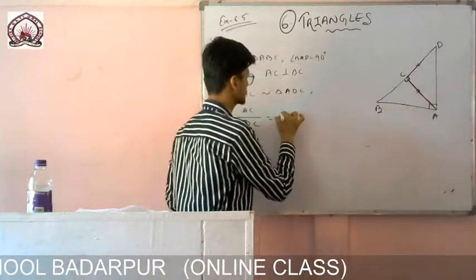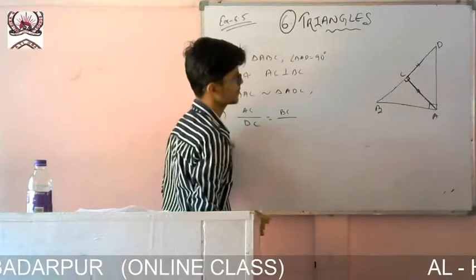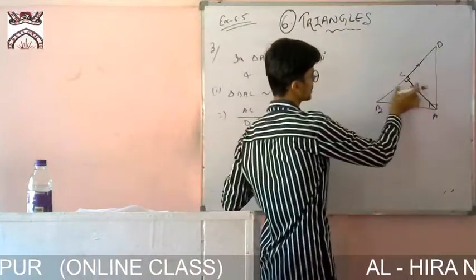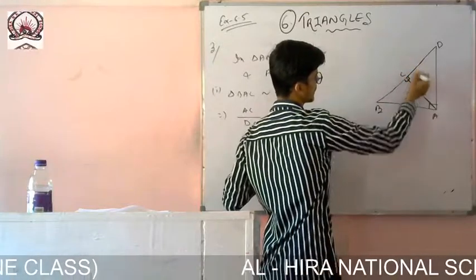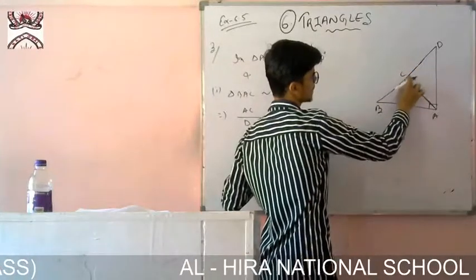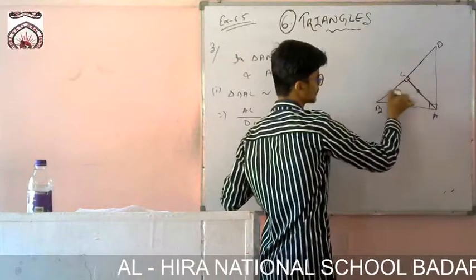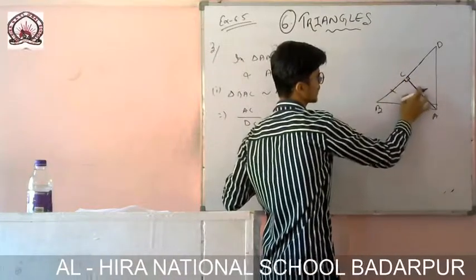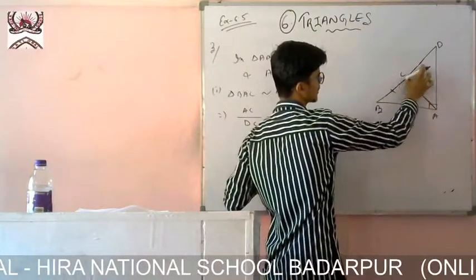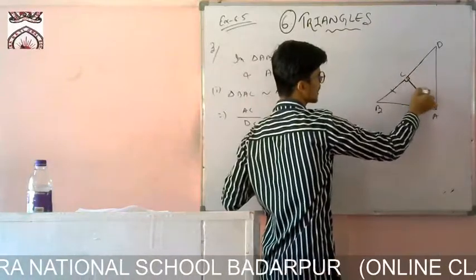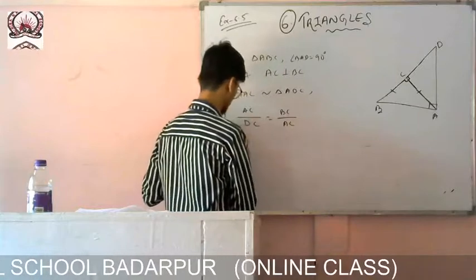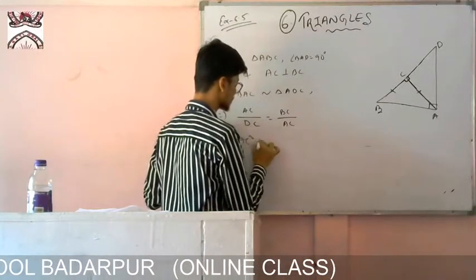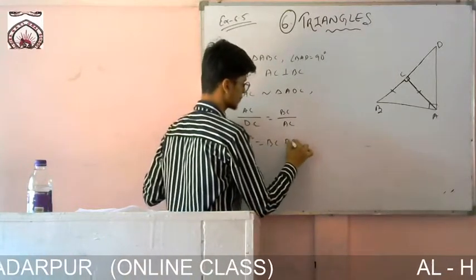If I take BC, that is the base, so for this one this is the base BC, and for this one this is the base. Again, if you see carefully, for this triangle, this is a right triangle, so this is the base of the triangle, and for this one, this is the right triangle, this is the altitude, that means this is the base. So BC by AC equals AC by DC, so AC into AC, it became AC square equals BC into DC.